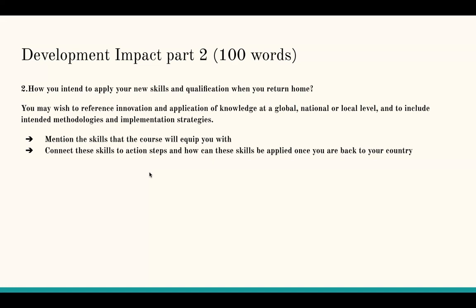And to do that, this particular skill I'm learning from my course. If the course is not there, the skill won't be there. And if the skill won't be there, I won't be able to apply it back in my country. So that's the connection I'm trying to make. So this is how you have to connect a couple of skills and qualifications that you're planning to gain from your course.